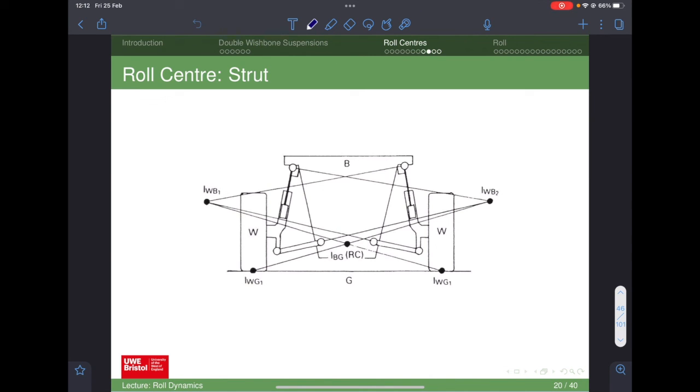Clearly, if your wishbone is mounted more horizontally, then the instant centre will be further away, and the roll centre will be lower down. The line connecting this point and this point is going to get lower in angle, lower and lower, which will reduce that.